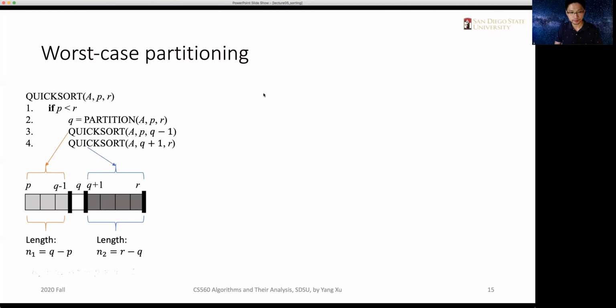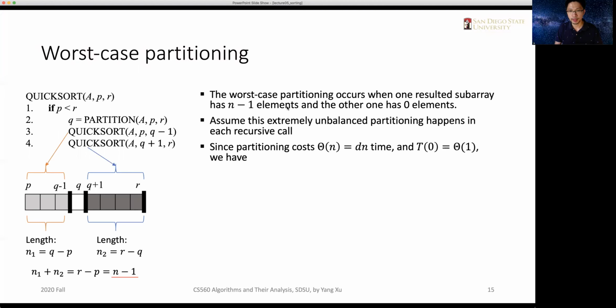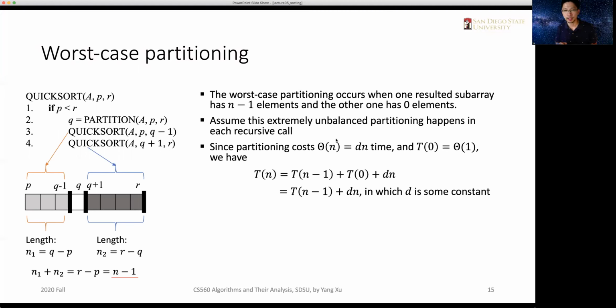Note that the most unbalanced partitioning happens when the resulting two subarrays have n-1 elements and 0 elements. So that's why we have the recurrence in this form, like T(n) = T(n-1) + d(n).